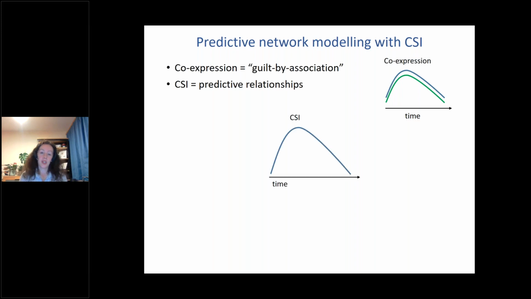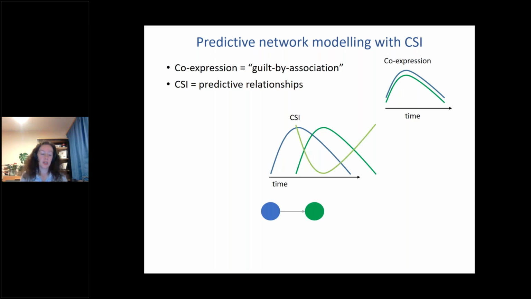Therefore, we tried causal structure inference. Again, we have a gene's expression pattern. This blue gene's expression increases and then decreases across time. We could then look at a second gene, this green gene, and it is also expressed in a similar pattern, but slightly later than the blue gene. From this, the algorithm can infer that the blue gene is regulating the green gene.